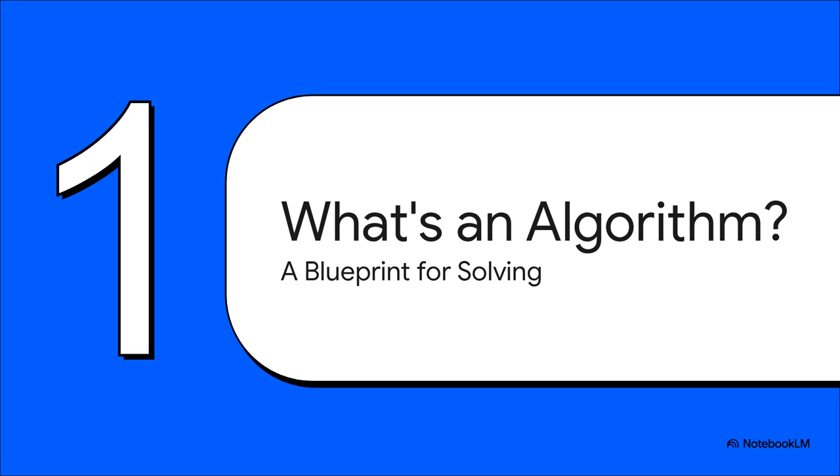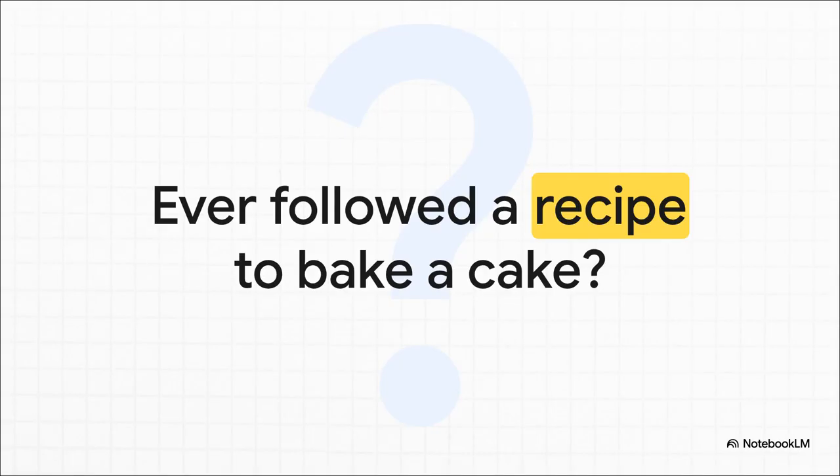Okay, let's get right to the heart of it. What in the world is an algorithm? You're probably going to be surprised when you realize that you've been using them your whole life, probably every single day, without even thinking about it. Seriously, have you ever followed a recipe to bake a cake? Step 1, mix the flour and sugar. Step 2, add the eggs. Guess what? You just used an algorithm. It's just a set of instructions to get you from a starting point, your ingredients, to a finished product.